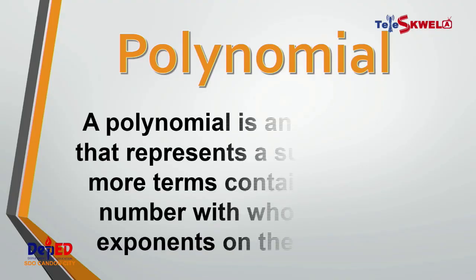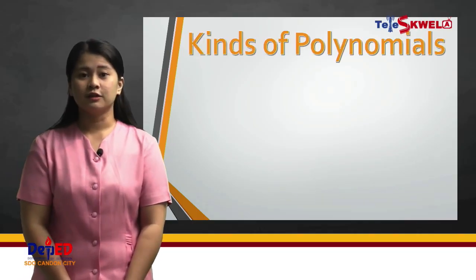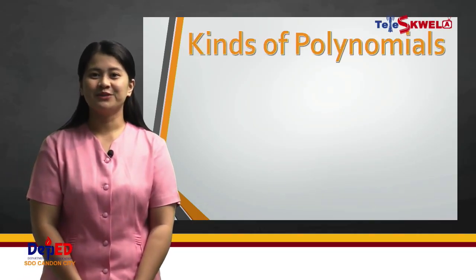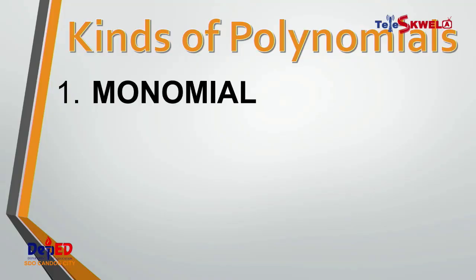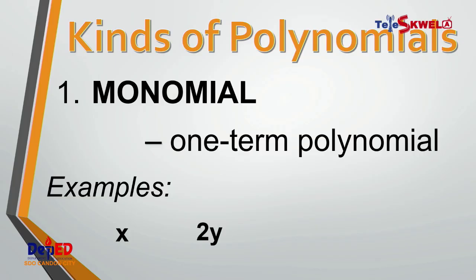We already know that a polynomial is an expression that represents a sum of one or more terms containing whole number exponents on the variables. There are different kinds of polynomials according to the number of their terms. First, we have a monomial. A monomial is a polynomial with one term. For examples, we have x, 2y, negative 5abc, and negative c cubed b squared.